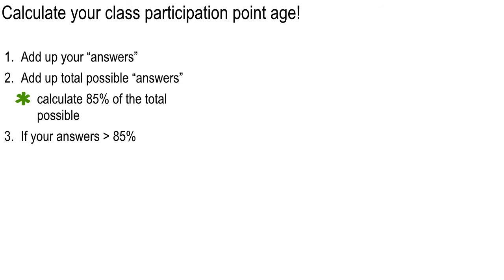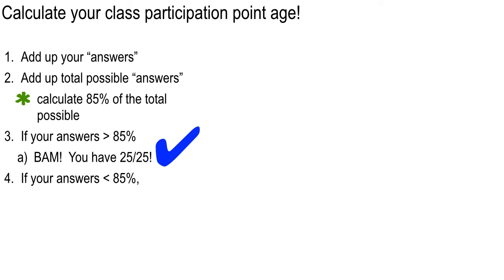Now, as I mentioned, if your answers are above 85%, bing, you have 25 out of 25. No further calculation necessary. But if you're below 85%, that's when it gets a little bit nervy-dervy. So let's just trot through this step by step, and we'll just work together. 50-50. All right? I'll tell you what.